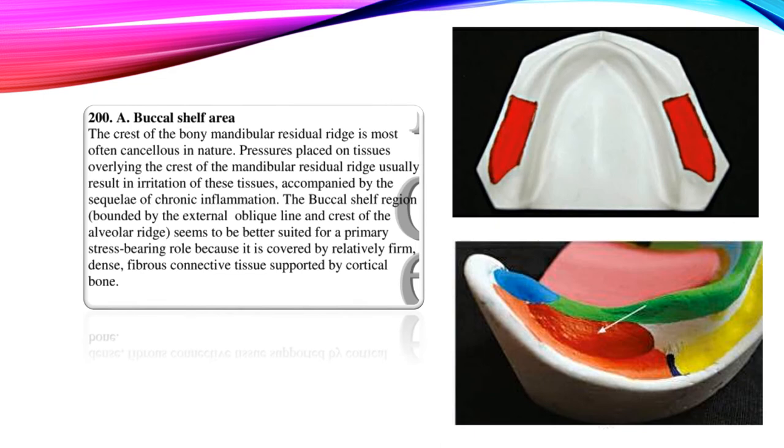So, coming to the discussion part, the crest of the bony mandibular residual ridge is most often cancellous in nature. The pressures placed on the tissues overlying the crest of the mandibular residual ridge usually result in irritation of these tissues and are accompanied by the sequelae of chronic inflammation. There is the buccal shelf region, which is bounded by the external oblique line and the crest of the alveolar ridge. It seems to be better suited for a primary stress bearing area because it is covered by relatively firm, dense fibrous connective tissue supported by cortical bone.